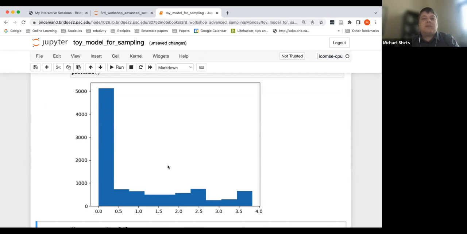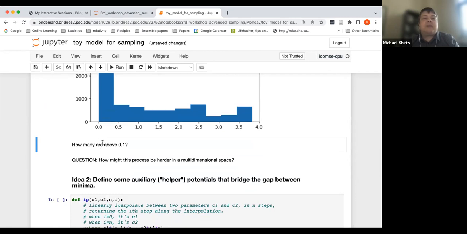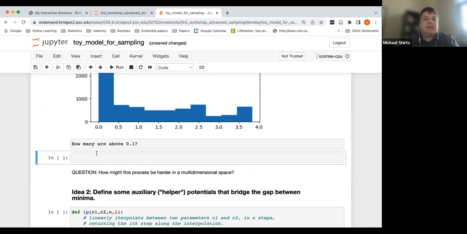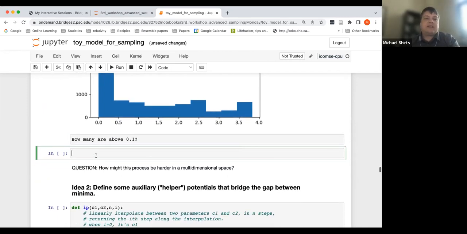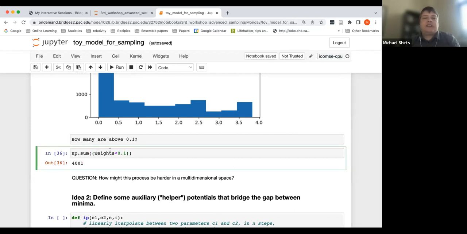So some of them are pretty high. Most of them are quite low. And so how many are above 0.1? So let's actually, we're running a little late on this, so I want to leave time for some other things. So let's see weights less than 0.1. So about 4,000 are less than 1, so most of them are less than 1.